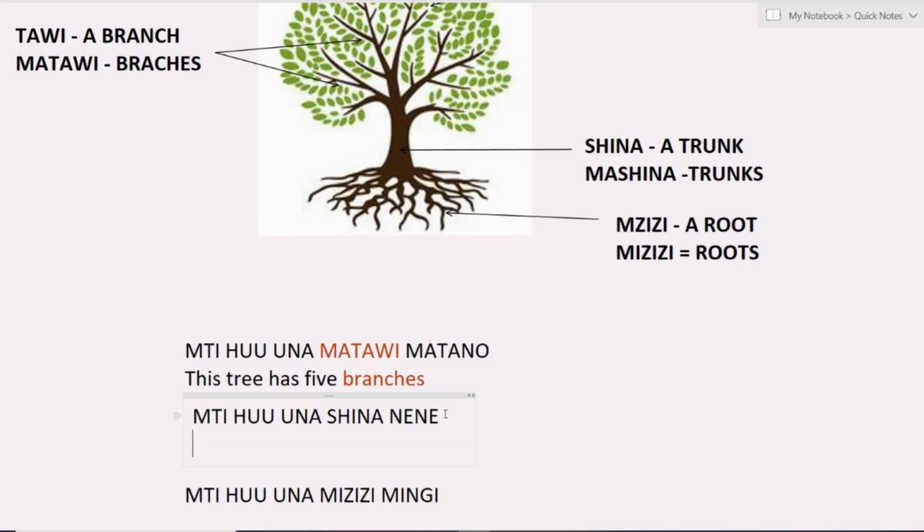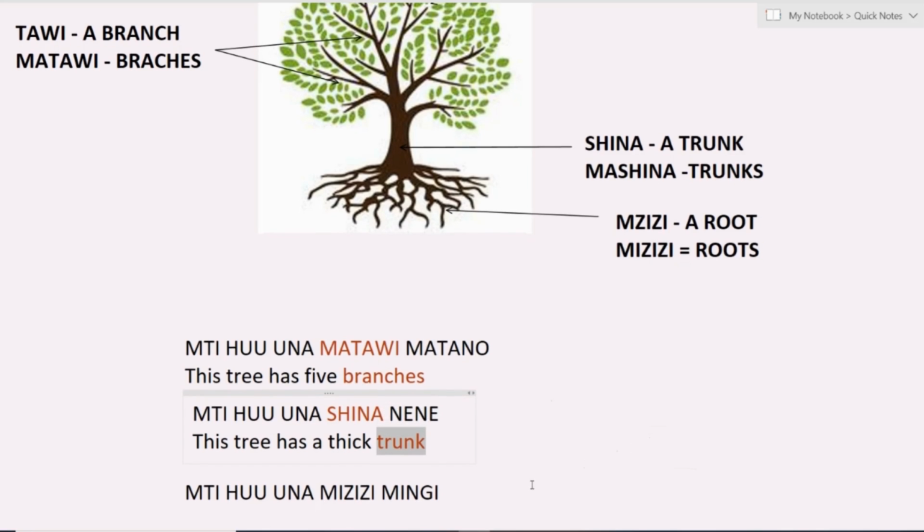The second one is mti huu una shina nene. It means this tree has a thick trunk. Shina means trunk.